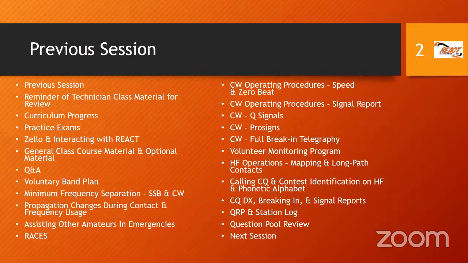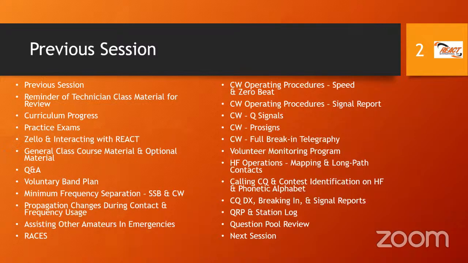During our previous session, we looked at what was a voluntary band plan. We also discussed minimum frequency separation for both operating modes, single sideband and CW. We discussed propagation changes during a contact and frequency usage. We also talked about how hams assist others in emergencies. We discussed the organization known as RACES. We also spoke about CW operating procedures, how to select the speed as well as what is zero beating. We also discussed signal reports when we're operating CW.